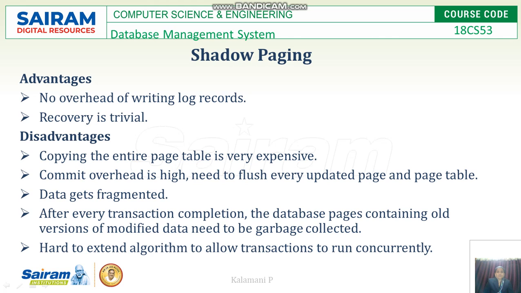What are the disadvantages? Copying the entire page table is very expensive. Commit overhead is high, since every updated data page and the page table need to be written. Data gets fragmented, since the pages are spread across the disk. After every transaction is completed, the database pages containing the old version of modified data need to be moved to garbage, otherwise they will be dumped there. If the transaction fails, the shadow directory data should be taken and the remaining removed. If it succeeds, the old version of the data should be removed and moved to garbage. It is also hard to extend the algorithm to allow transactions to run concurrently. That is not possible with the shadow paging technique.